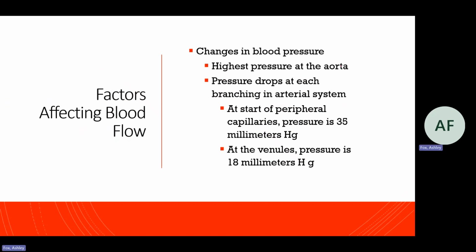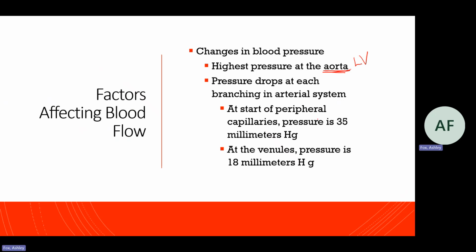So you have the highest pressure in the aorta. It's coming right off the heart, specifically the left ventricle. The left ventricle produces the pressure, so the highest is going to be the aorta. As you're branching and going along, it decreases.